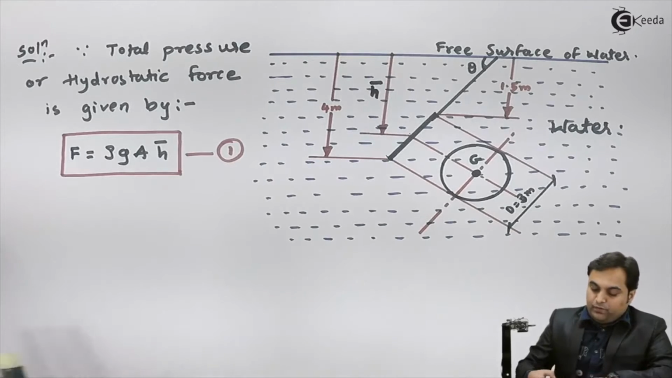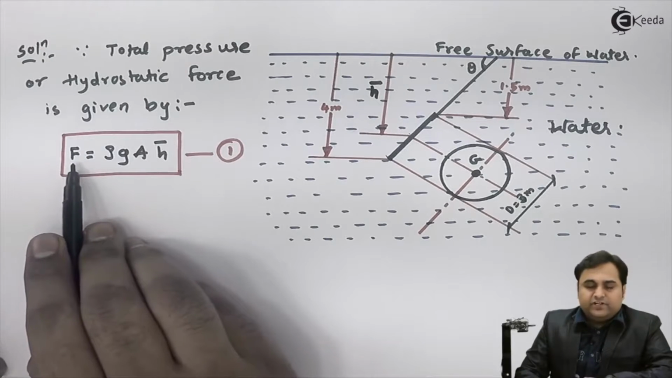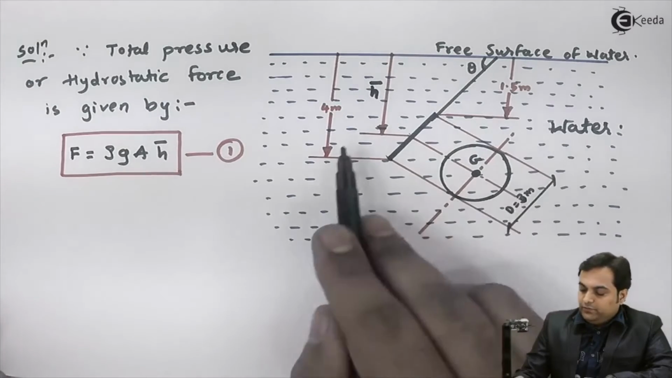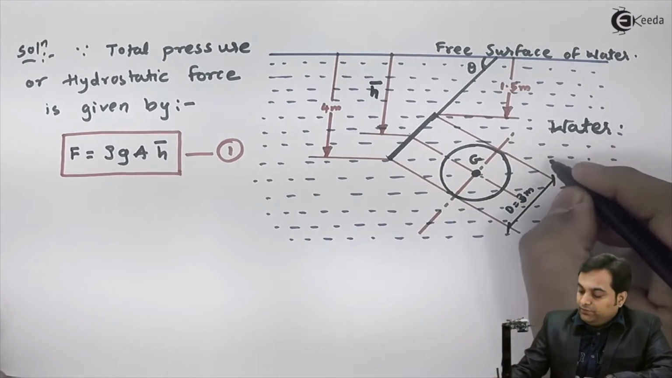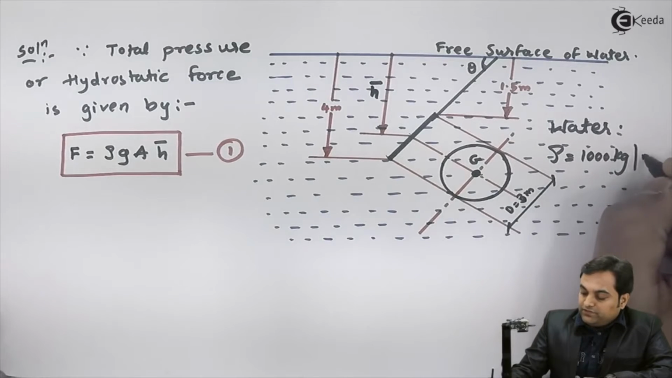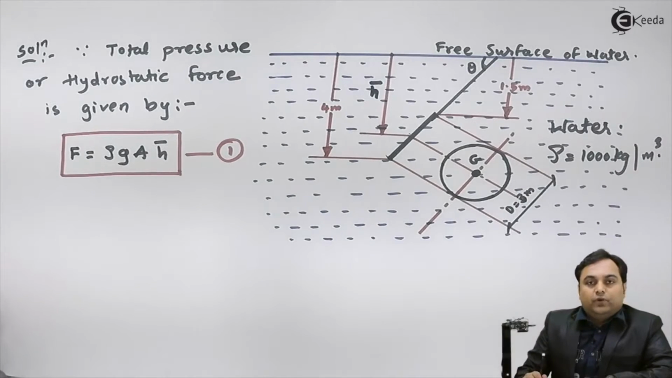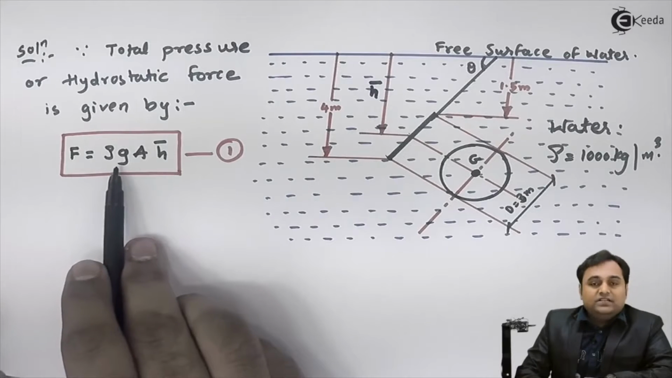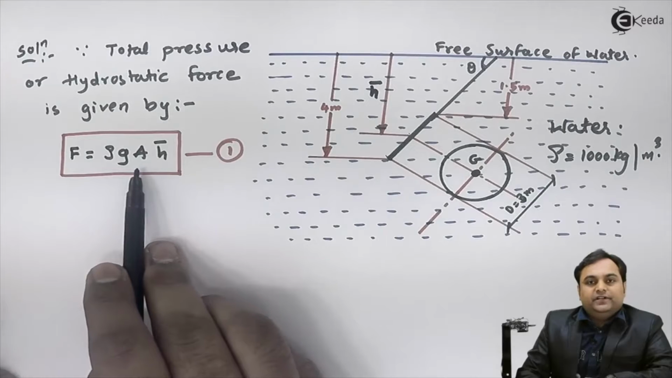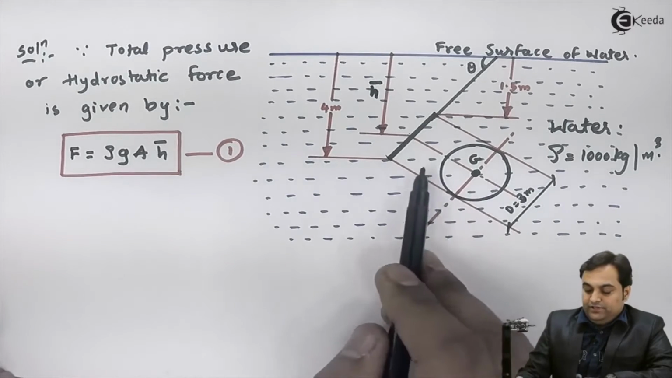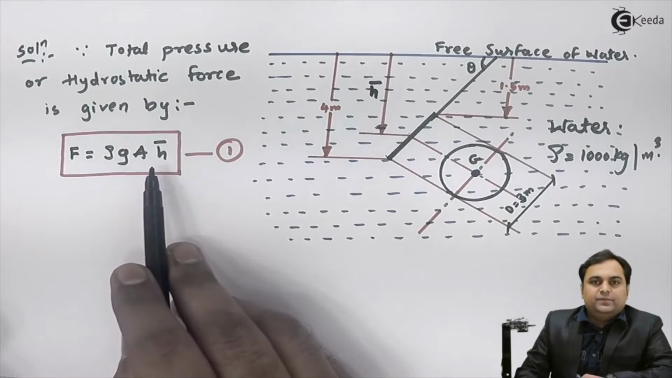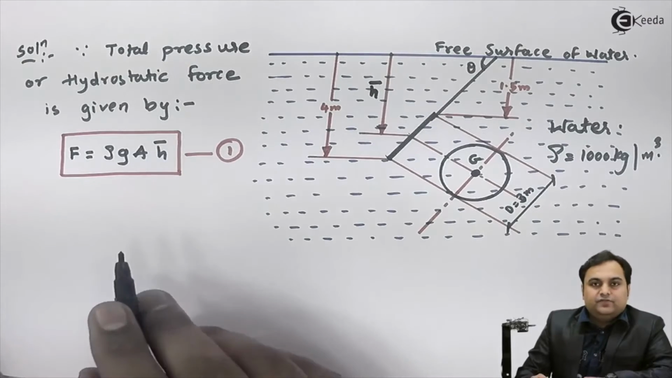Now for the calculation of hydrostatic force, rho is the density of the liquid. Here liquid is water. The density for water, rho, is equal to 1000 kg per meter cube. This value is constant for water. G is 9.81. Area, we have already calculated it in the data of a circular plate. Only unknown is H bar. It means once we can get H bar, we can find the hydrostatic force.